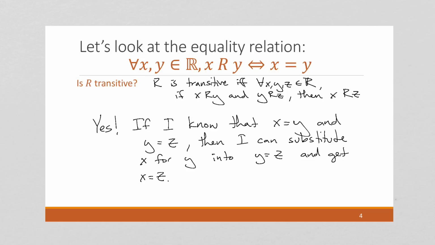Right, so if I have, and again, this is just sort of our fundamental understanding of equality, if I know that A equals B and B equals C, then I know that A equals B equals C, and in fact we could write that A equals C. Right, so this is indeed transitive. So that means the equality relation is reflexive, symmetric, and transitive.